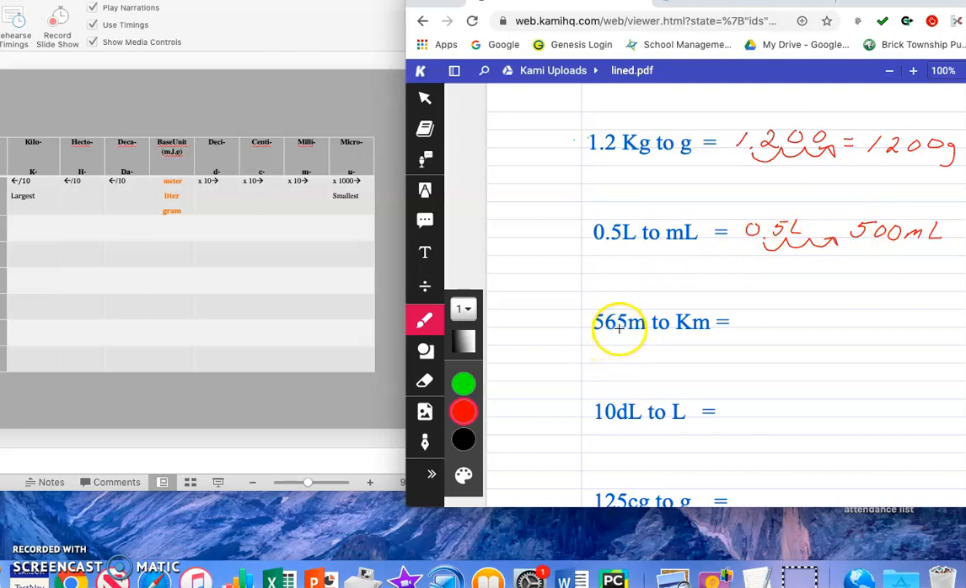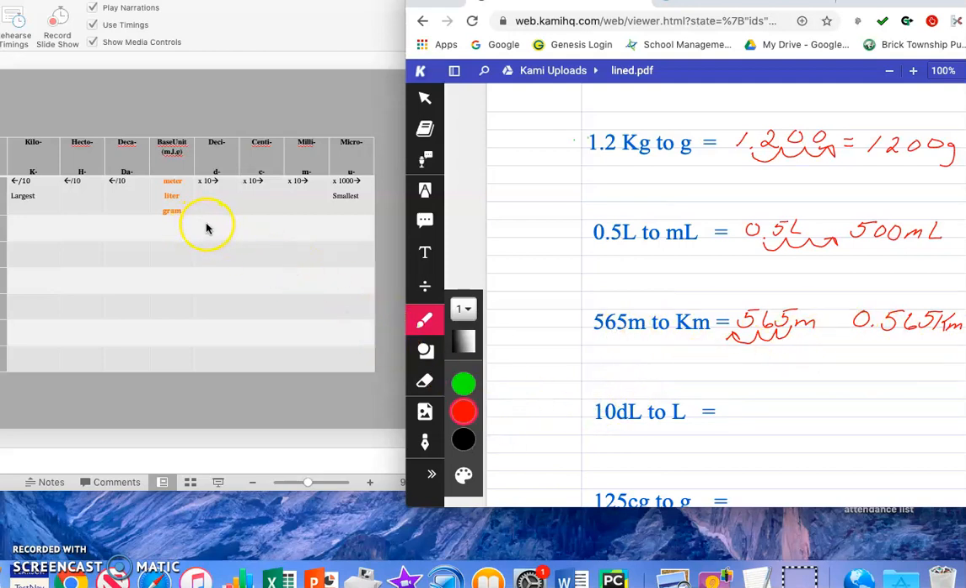Now let's look at 565 meters and let's convert to kilometers. So meters is here in the middle. We want to go to kilometers this way. So it's divide by 10. Okay, so I'm going to write 565. And we want to go three spaces to the left. One, two, three. Okay, so it's 0.565 km. Okay, three sig figs, three sig figs.